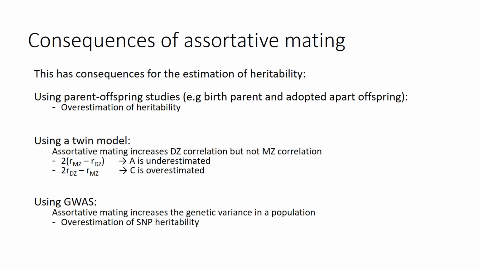So if you think back to how you calculate heritability and shared environment estimates, you can see that assortative mating will decrease the estimate of A and increase the estimate of C. If you estimate the SNP heritability with a GWAS, the heritability will be increased in case of assortative mating because assortative mating increases the genetic variance in the population.